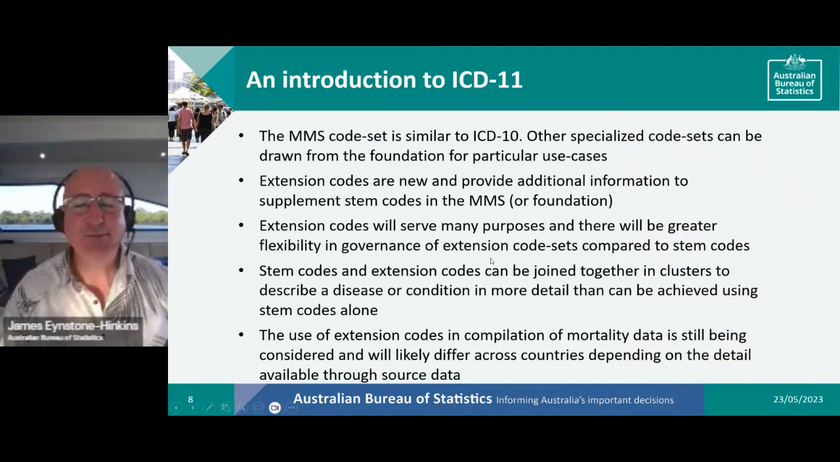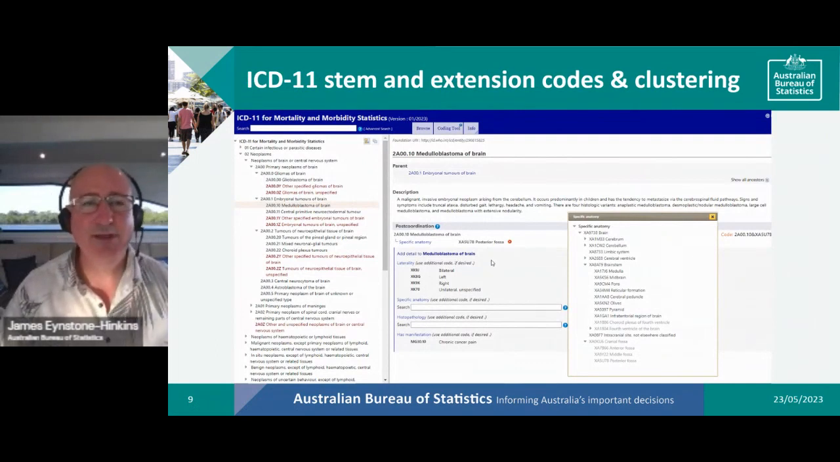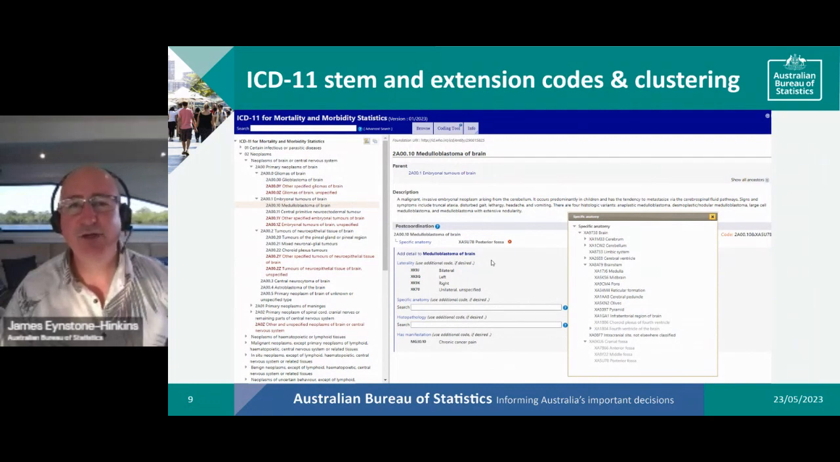So basically, when it comes to mortality data, there are lots of opportunities. Internationally, it's being considered how we will use extension codes, but it is almost certain that in different countries, we will use them slightly differently. Just to give you an example, this is a code from the mortality and morbidity statistics classification for a neoplasm of the brain. And effectively, what you can see on this slide is that there is the ability to also use extension codes to specify the specific anatomy of where this neoplasm is.